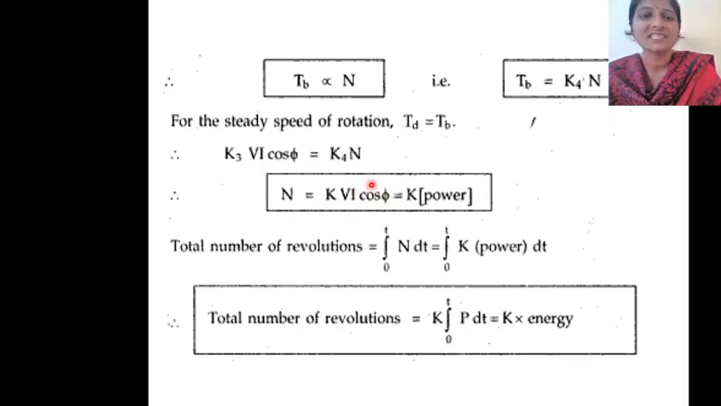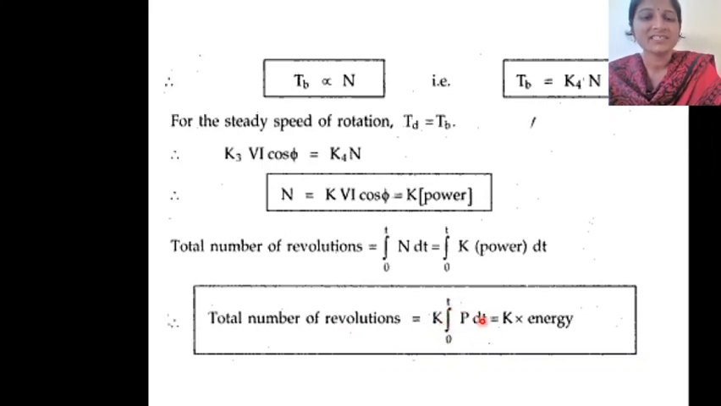Vi cos phi is nothing but the power. So N is equal to K into power. So total number of revolutions is equal to, if you integrate this speed from 0 to time t, then you will be getting the number of revolutions. That is equal to K into power. So number of revolutions is equal to K into integral 0 to t of p dt.